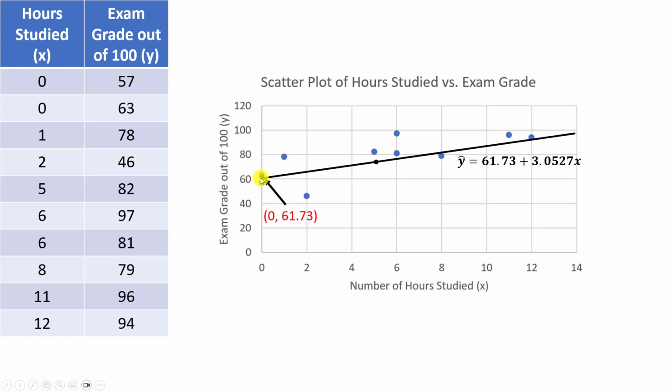And then you could just plug in any other point into the equation to find another one. Looks like I plugged in 5. If you plug in 5, looks like you get something maybe close to like 75 or so. And that would be a second point on your line. And then you can connect the dots. And that will be your line of best fit for the scatter plot.